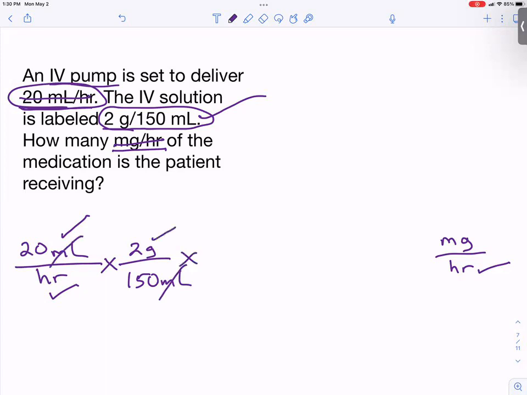How do I get rid of grams and go to milligrams? My conversions. 1 gram is 1,000 milligrams. That gets rid of my grams. I have hour and I have milligram. I am all set to solve.